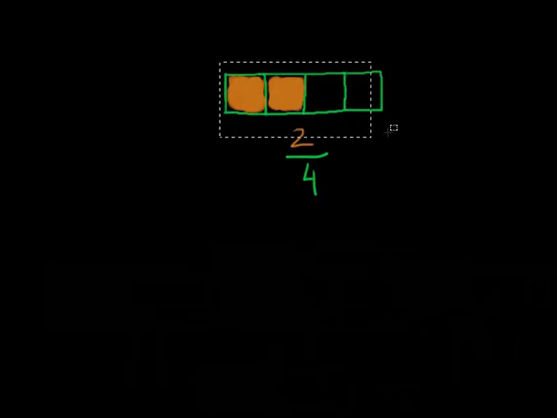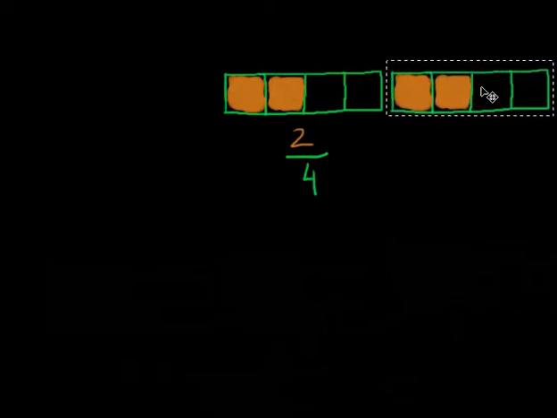Let's say this bar has 4 equal pieces, and 2 of those 4 equal pieces are shaded with brown. So out of 4 equal pieces here, 2 are shaded in brown color. Now let's suppose we have another such bar. I will just copy paste to save time.